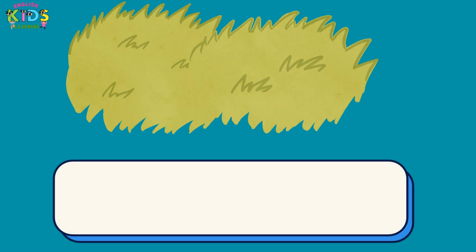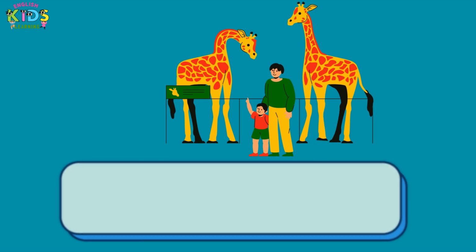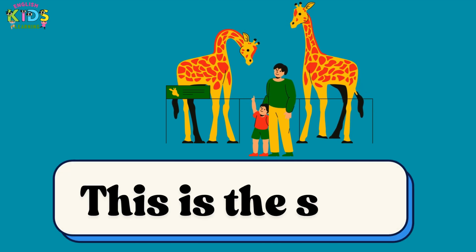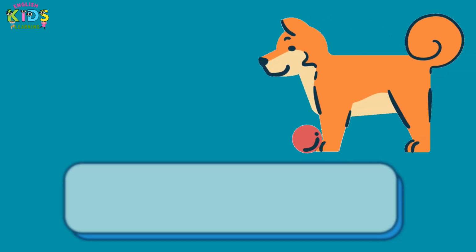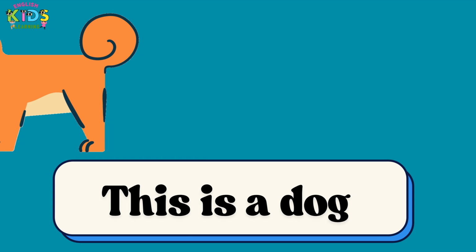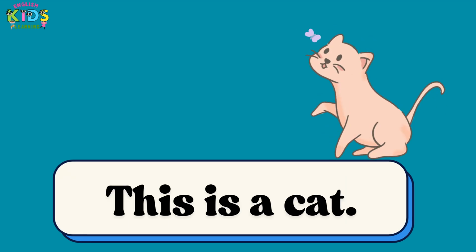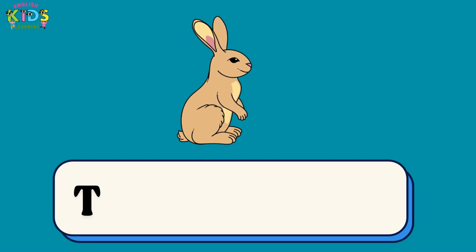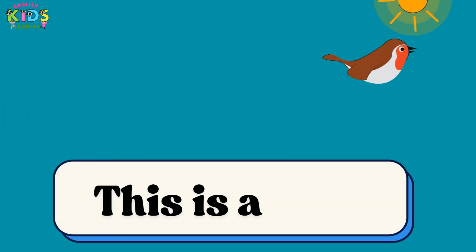This is grass. This is the sky. This is a dog. This is a cat. This is a rabbit. This is a bird.